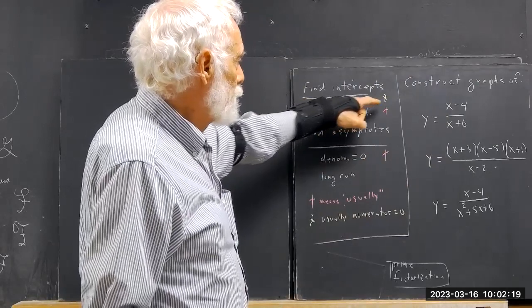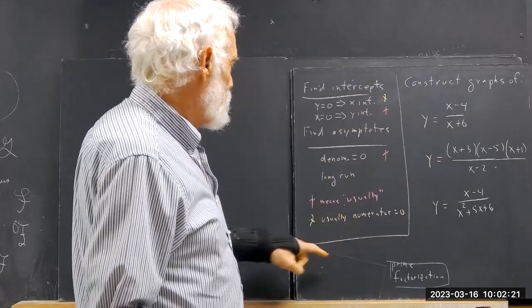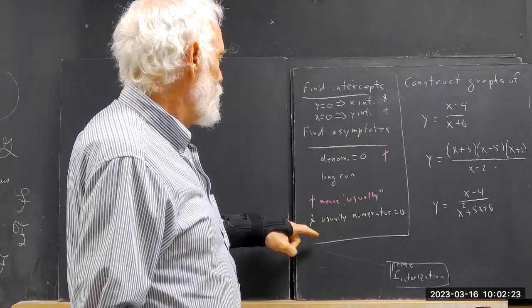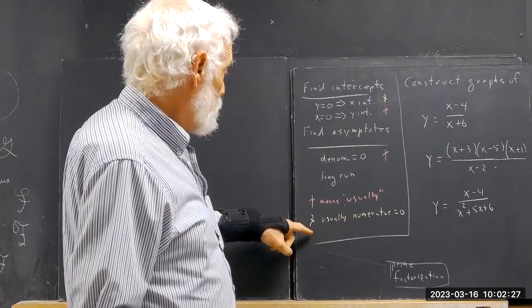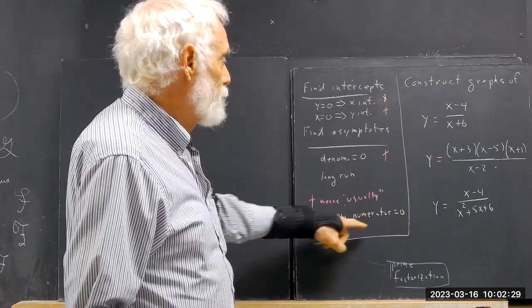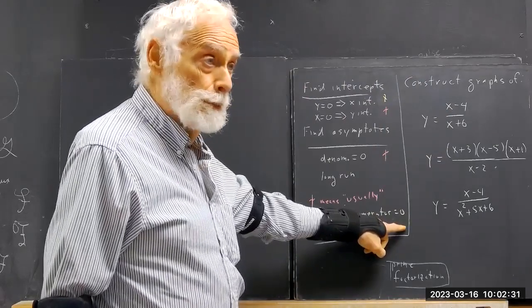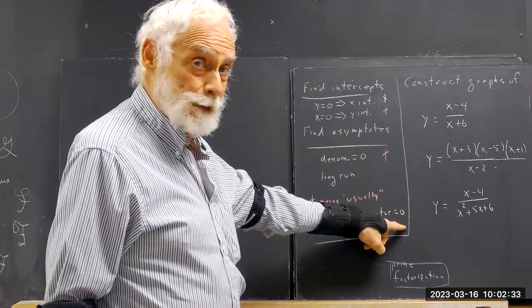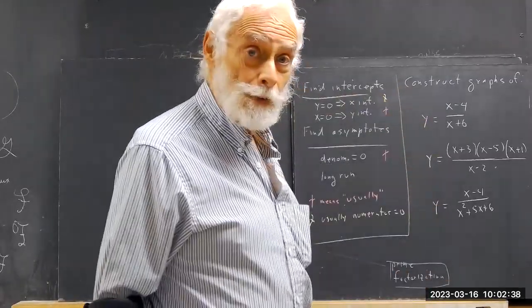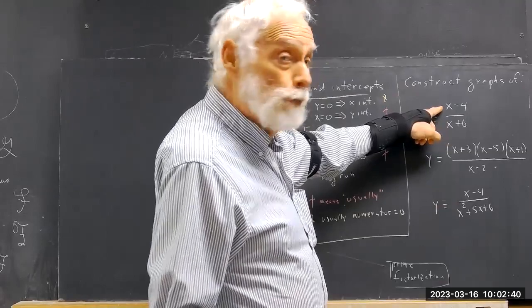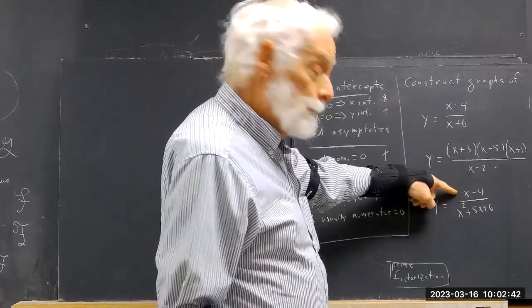Y equals 0 gives you your x-intercepts, because often there's more than one. And this is usually when the numerator equals 0. So it's easy to find the x-intercepts for all of these. The x-intercept here is going to be 4. The x-intercept here is going to be 4.